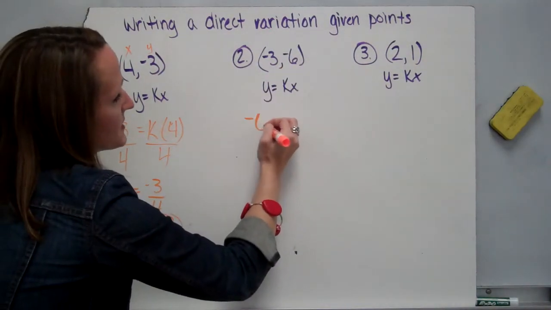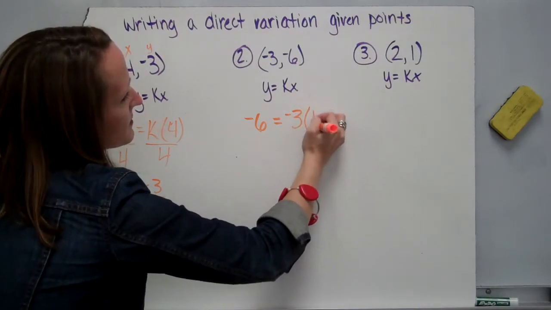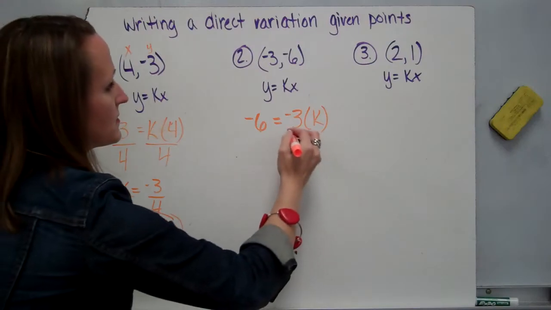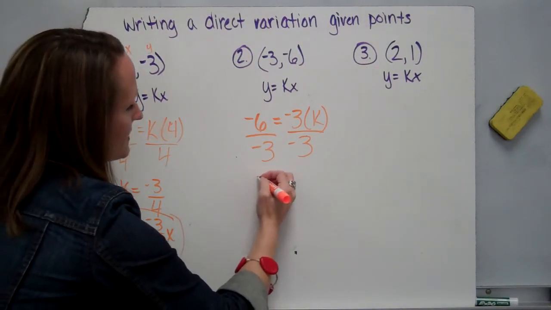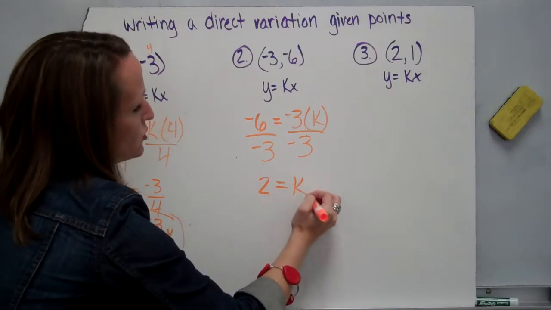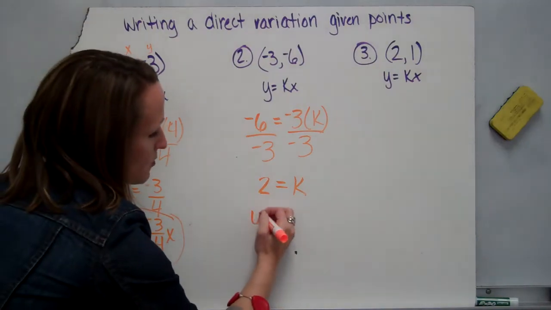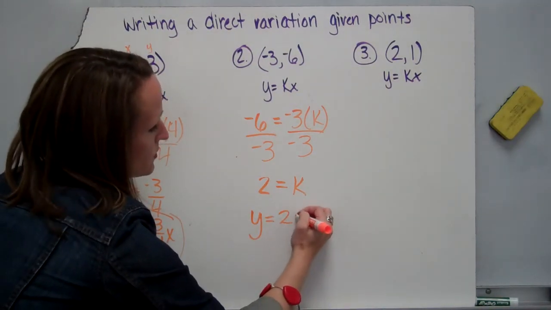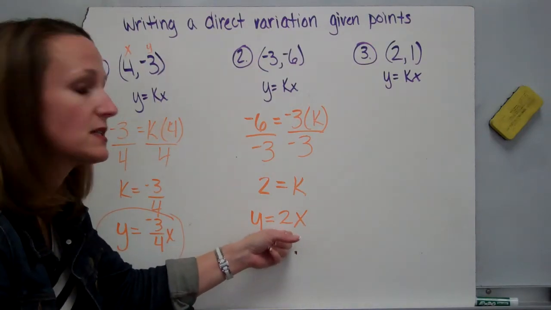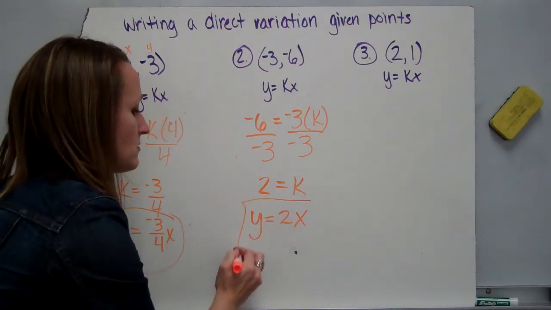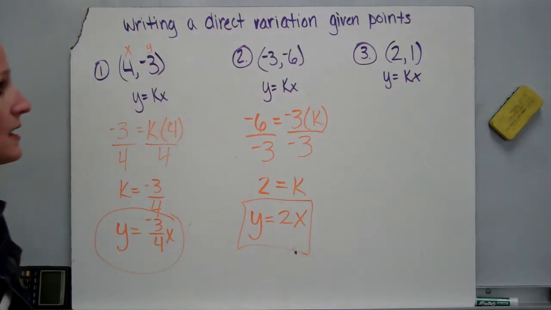I'm going to plug in negative 6 for y, negative 3 for x, times k. I'm going to divide both sides by negative 3. I find out that k equals 2. So now, to write my direct variation, I'm going to say that y equals 2x. So this means that no matter what I do to y or x, the 2 will always be there. So this is my direct variation with given points negative 3 and negative 6.